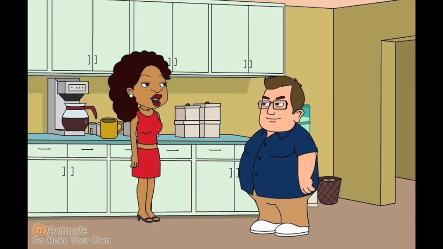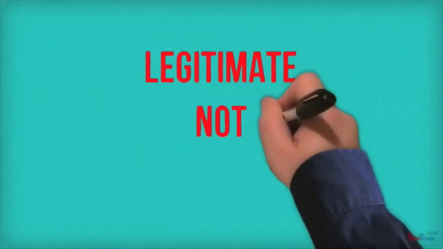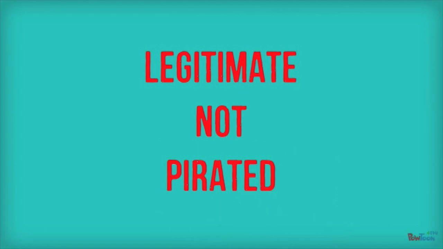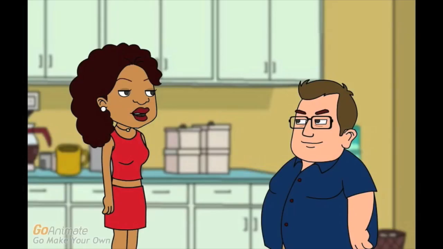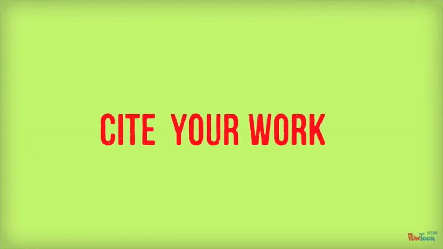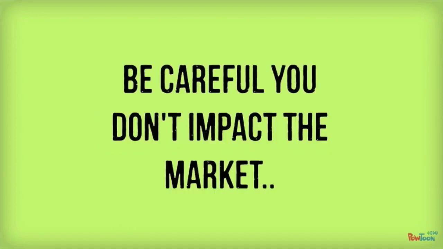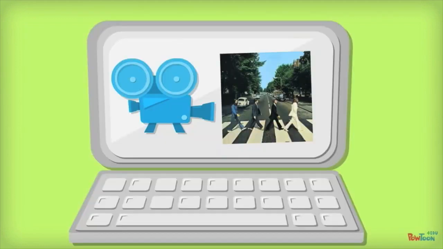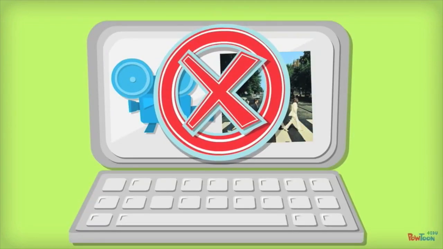Well, the content you use in a mashup has to be a legitimate copy and not a pirated or illegal copy. Don't ever break a digital lock to use the material. For example, ripping a DVD encoded to prevent copying. There are huge fines for this. Make sure you cite the material you use, saying at the very least where you got the content and who created it. Make sure whatever you use doesn't impact the market for the material, such as using an entire album in your video, which means people can now download the album for free through your video.